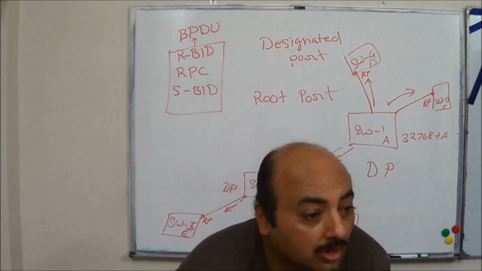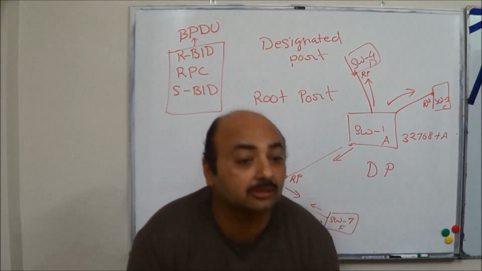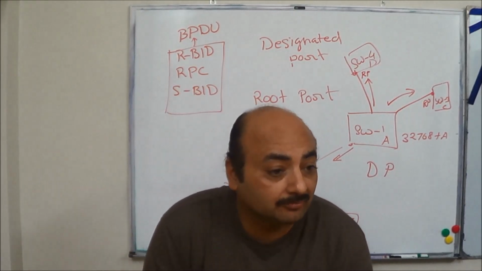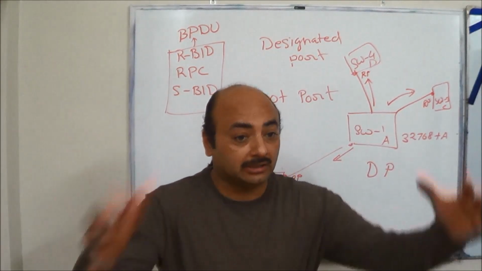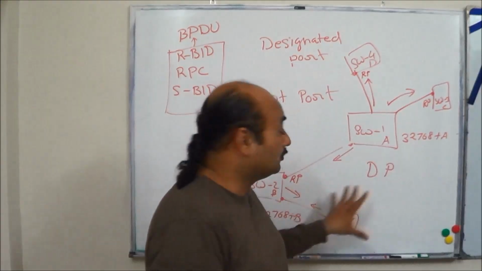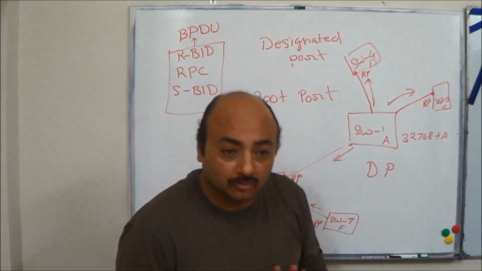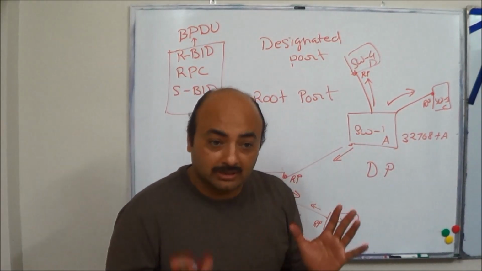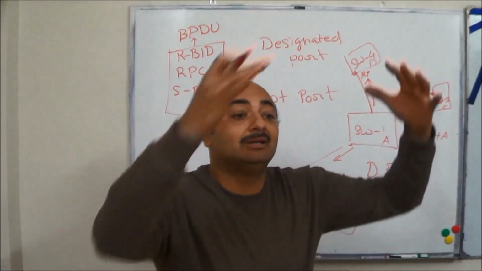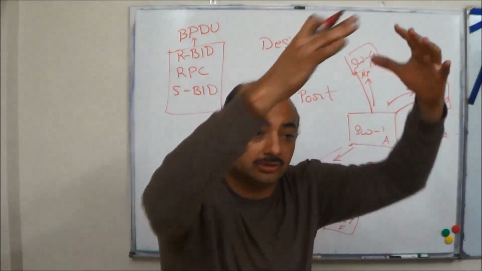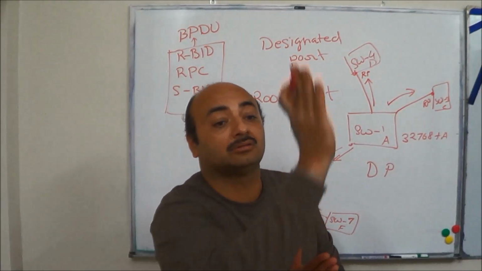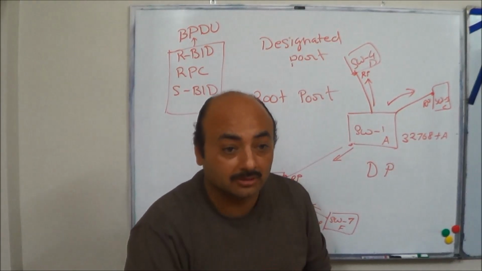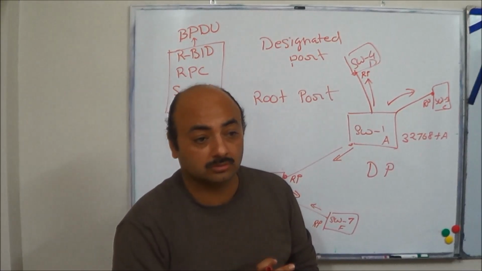For every non-root bridge, there will be one port. There can be multiple ports connecting towards the root bridge. We have not drawn a diagram yet. But there can be multiple ports that might be leading towards giving it connectivity towards the root bridge. The one which has the shortest distance towards the root bridge becomes the root port. Alright?